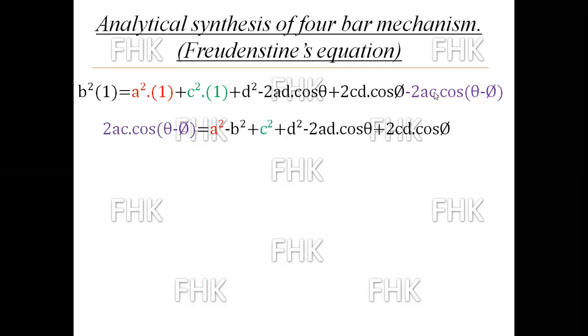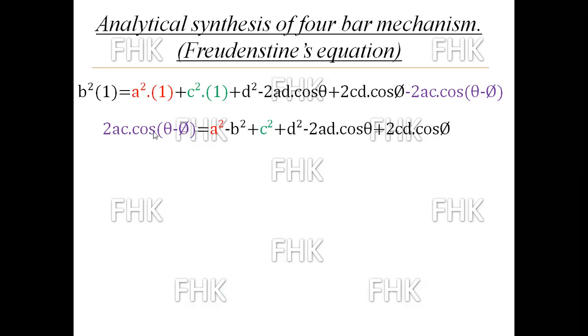Now this term I will take to the right side, and b square I will take to the right side, and this term I will move towards the left side. So this minus will become plus 2ac cos theta minus phi. a square will move right, so it will become minus a square minus b square plus c square plus d square minus 2ad cos theta plus 2cd cos phi.